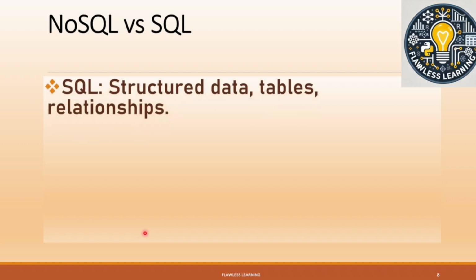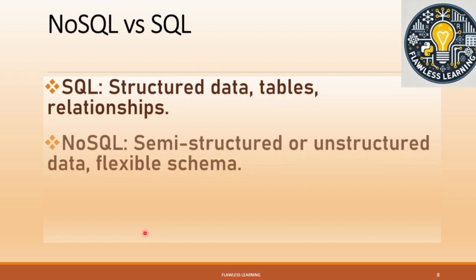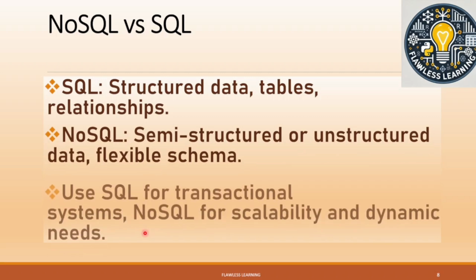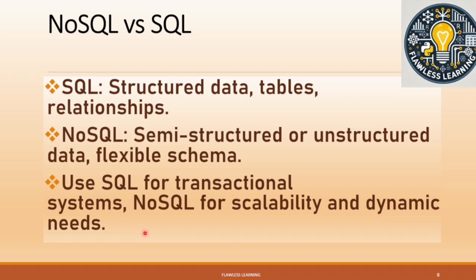Now, what is the difference? So basically, structured data, tables, relationships are under SQL, and when the data is semi-structured or unstructured or has a flexible schema, that is under NoSQL. So we use SQL for transactional systems, and NoSQL is for scalability and dynamic needs.